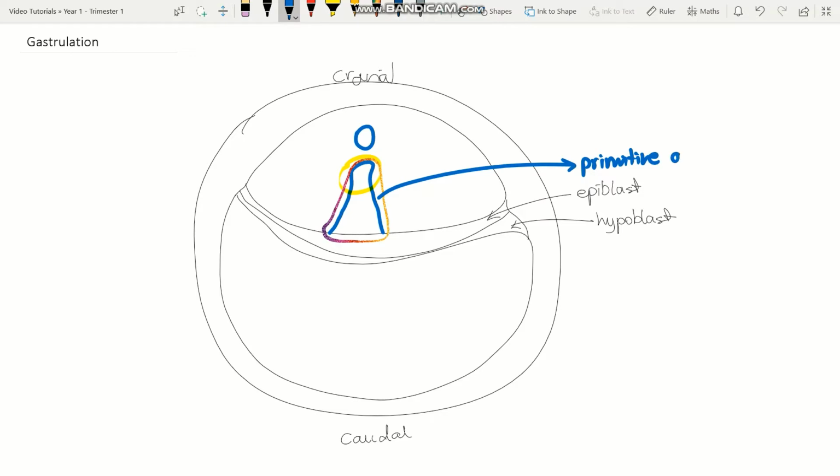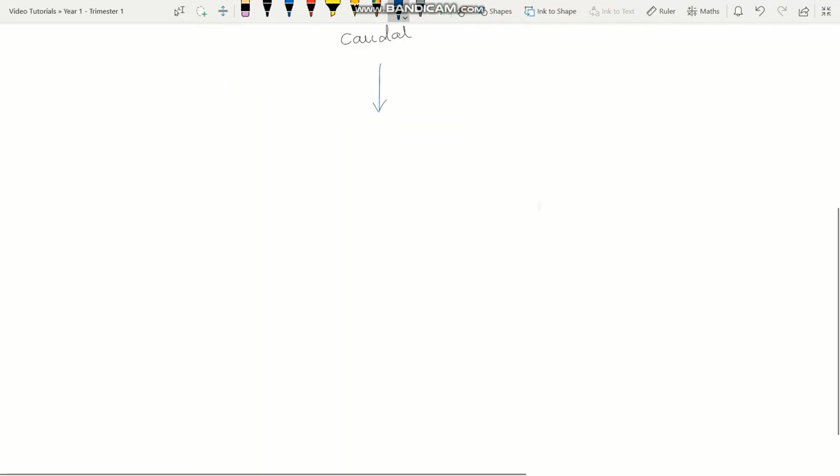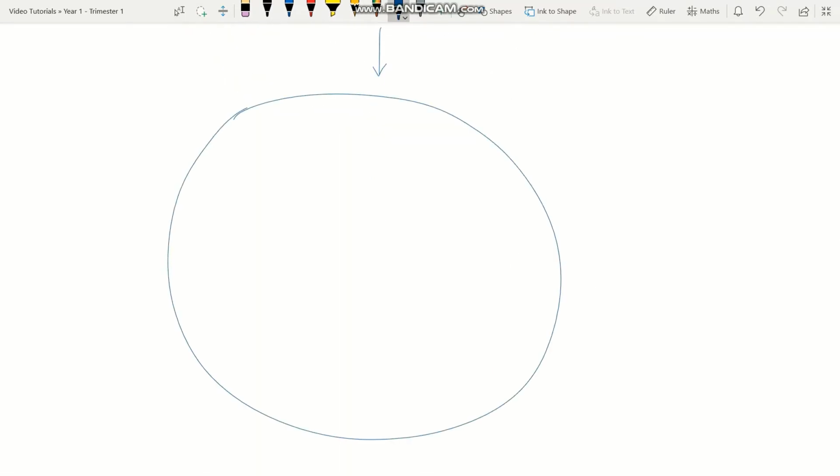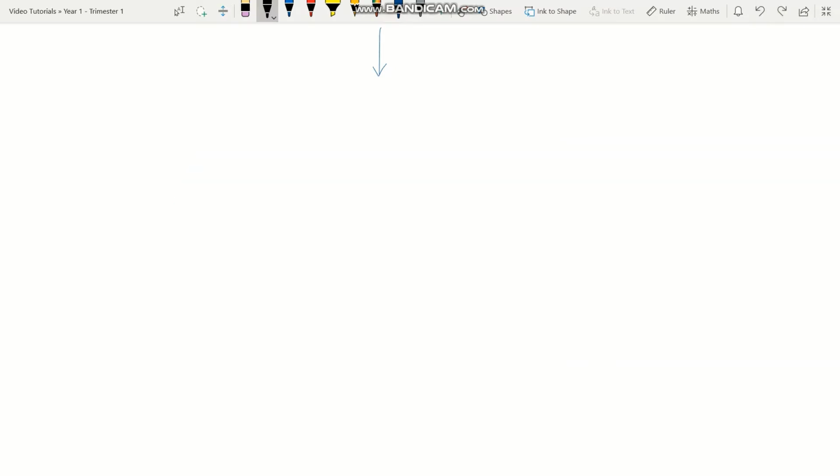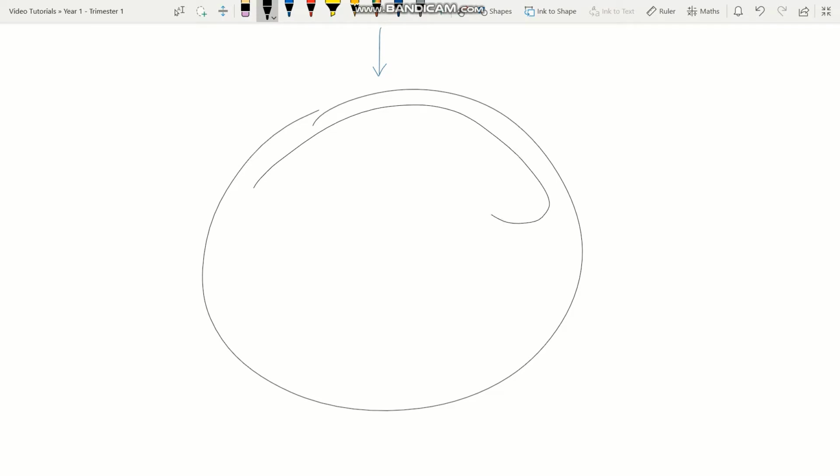And what happens is that the cells that are present within this epiblast layer will now start to move upwards and into the primitive groove. So if I redraw the embryo here, after some sort of movement has taken place by the epiblast cells, it'll look something like this. This is because the epiblast cells have now started to move inwards towards the primitive groove.